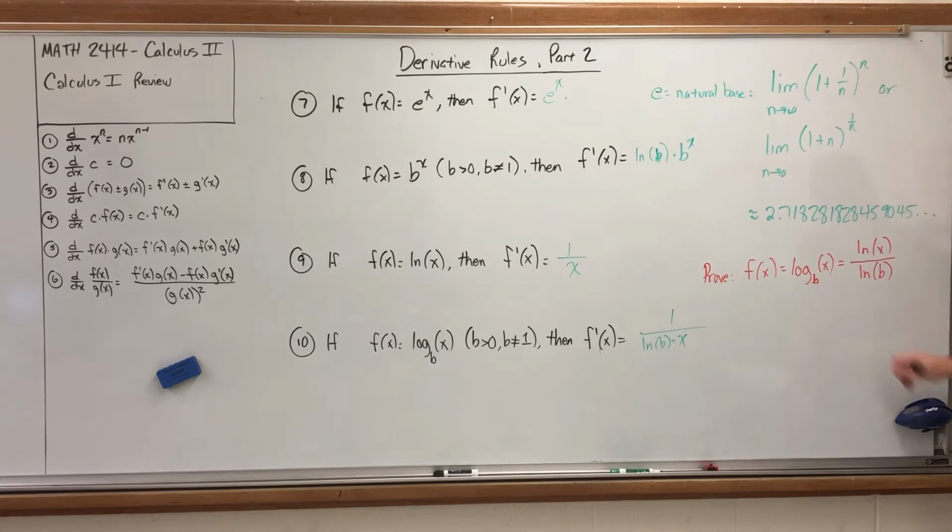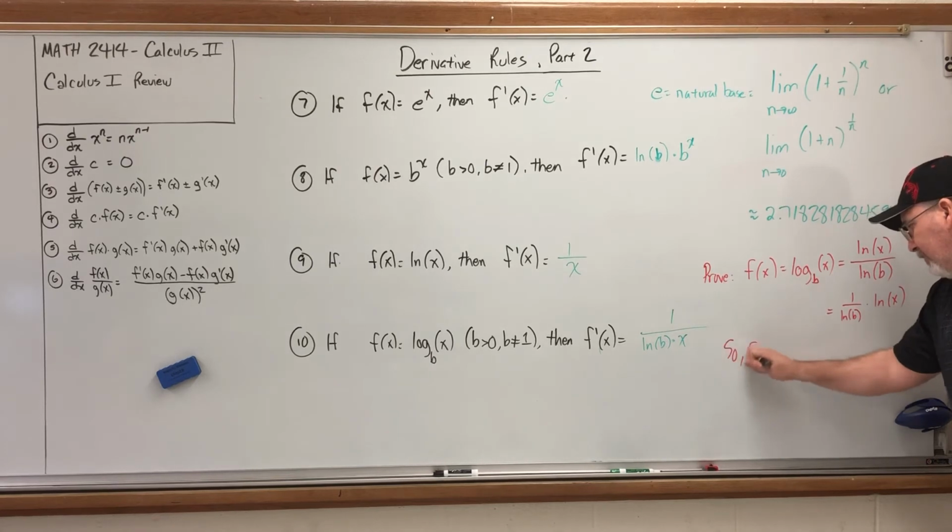But if we do this, then we can do a little bit of algebraic smoke and mirrors by rewriting this as 1 over the natural log of b times the natural log of x. Now, we haven't taken any derivatives yet. We've just done some algebra to connect what we don't know to what we do know, which is the derivative of natural log of x.